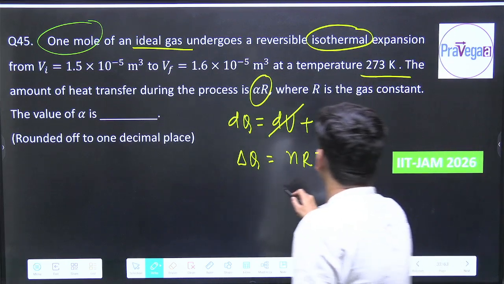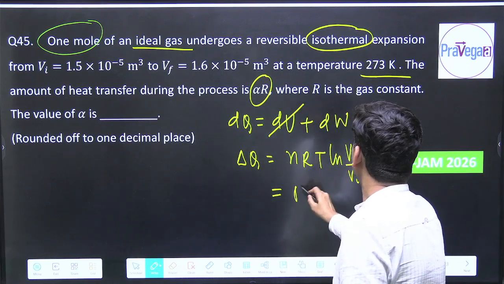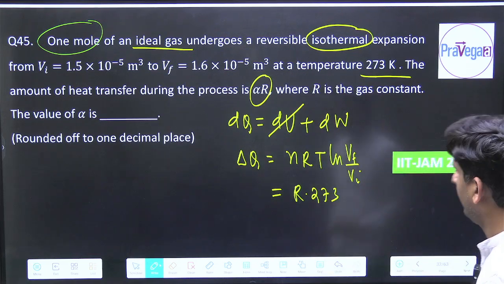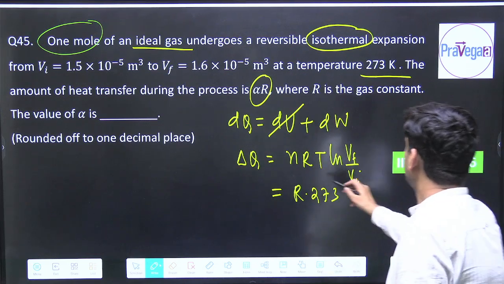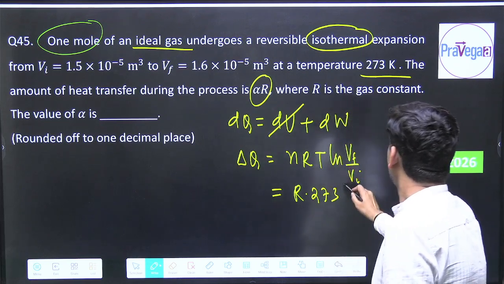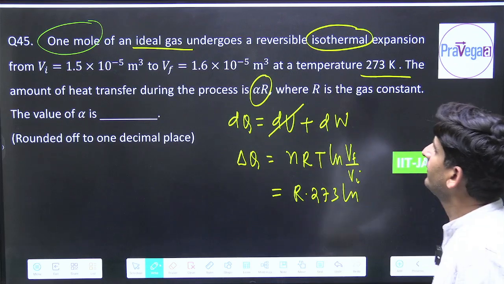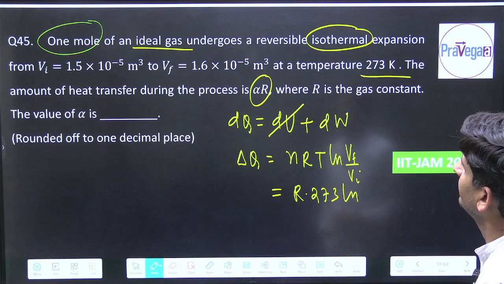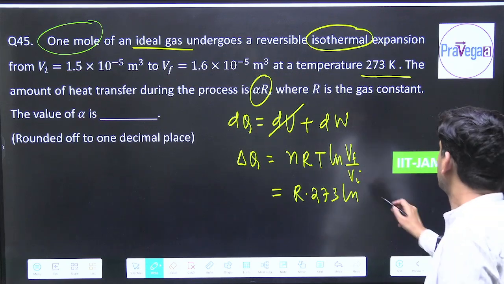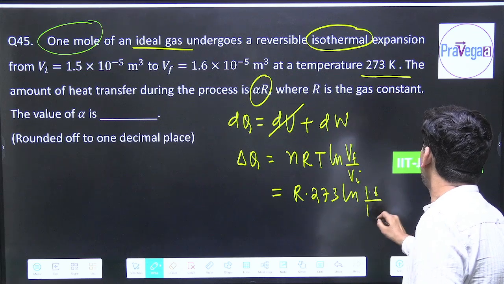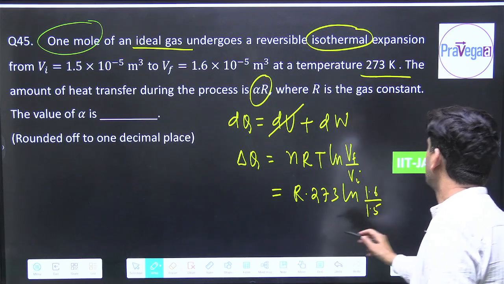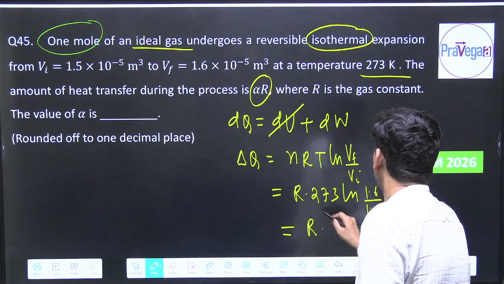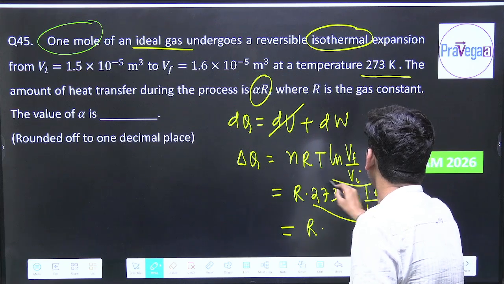And this will become, it is 1 mole, so R into 273, and this is the temperature, and ln Vf is 1.6 into 10 to the power minus 5, and Vi is 1.5. So it will become 1.6 by 1.5. So this calculation when you do, it will become R into, just do this calculation.